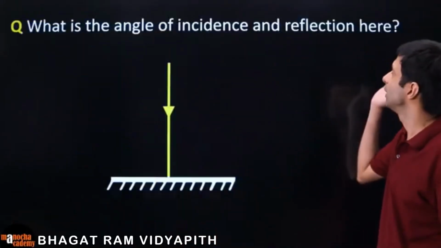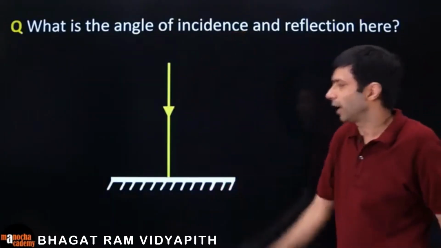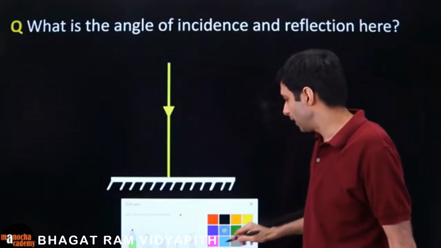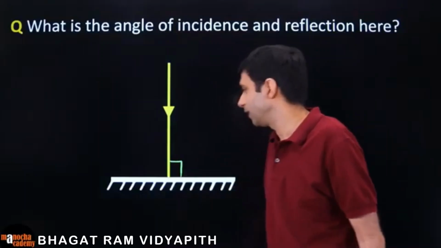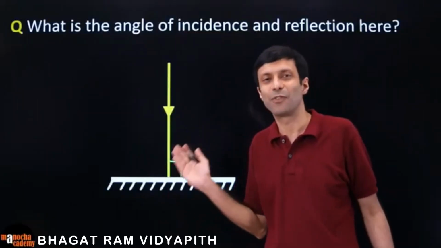What is the angle of incidence and reflection in this case? Suppose we have a ray of light which is falling directly on the mirror. What do I mean by directly? That means perpendicular. So let's say this is 90 degrees. Can you guys work out and tell me what will be the angle of incidence and angle of reflection here?